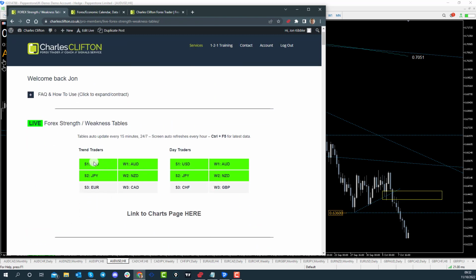So we're going to be looking at and focusing on the currencies that are highlighted in green, and we'll take a look at the lower time frame opportunities, because we've talked about the higher time frames in yesterday's video, which you can go check out after this one.